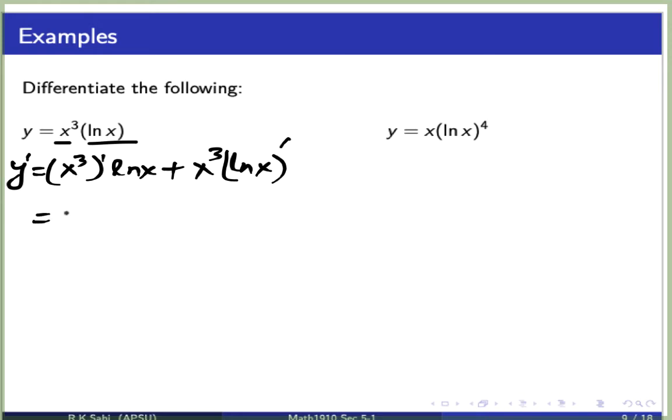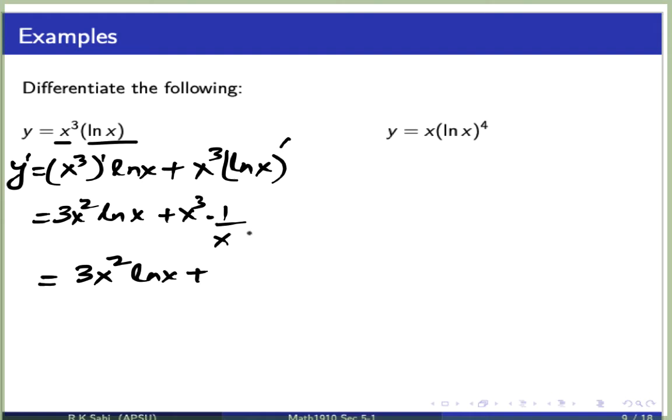Now, x cubed differential is what? 3x squared times natural log of x plus x cubed. Differential of natural log of x is 1 over x. Clean it up. So 3x squared natural log of x plus, now this x and one of the x's will cancel out on the top, plus x squared. If you want to be more nicer, you can take the x squared out. 3 natural log of x plus 1.